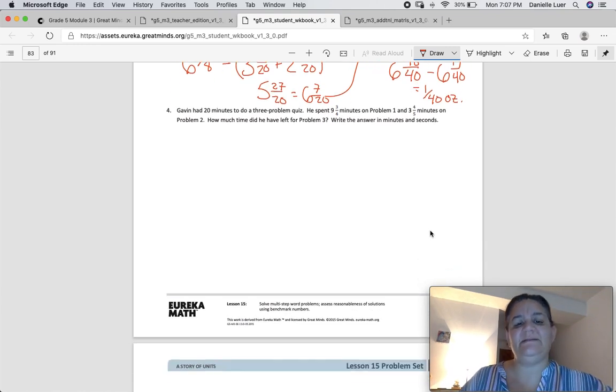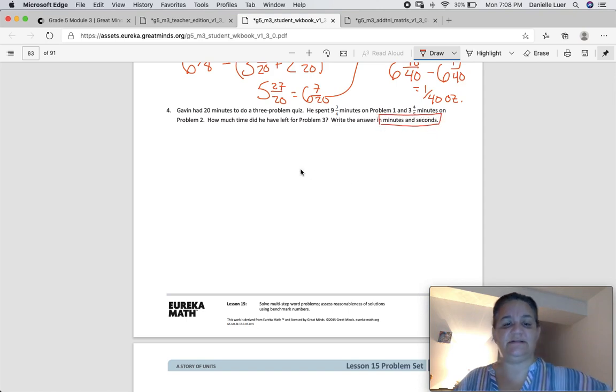Gavin had 20 minutes to do a 3-problem quiz. Sounds like you guys. You usually need like 3 hours for 3 problems. He spent 9 3/4 minutes on problem 1 and 3 4/5 minutes on problem 2. How much time did he have left for problem 3? Write the answer in minutes and seconds. Ooh, this is a conversion problem. Okay, well, let's do it in fractions first.